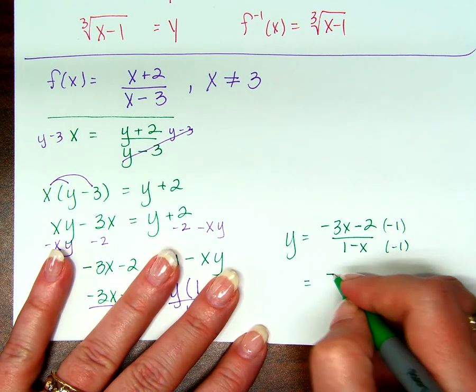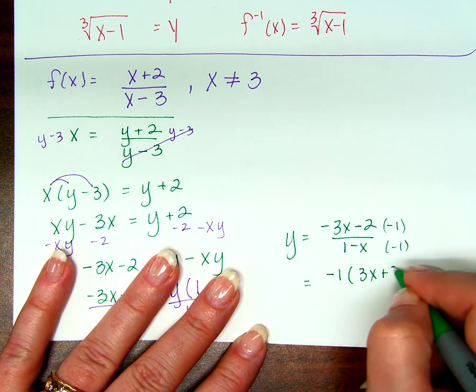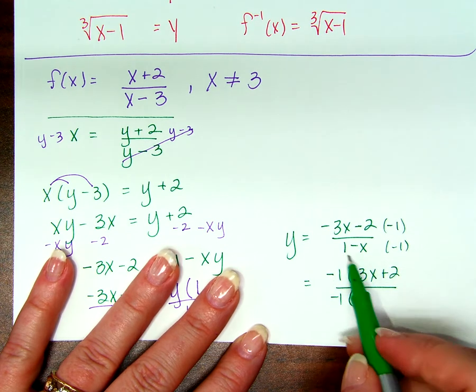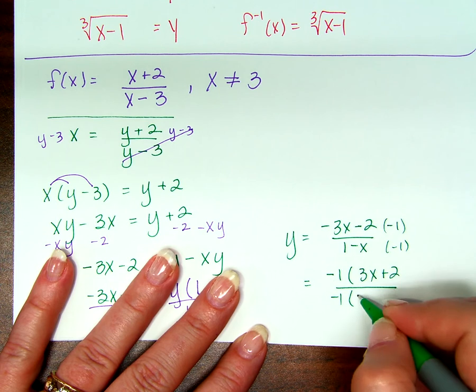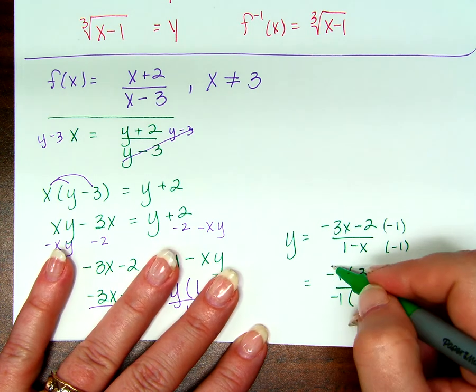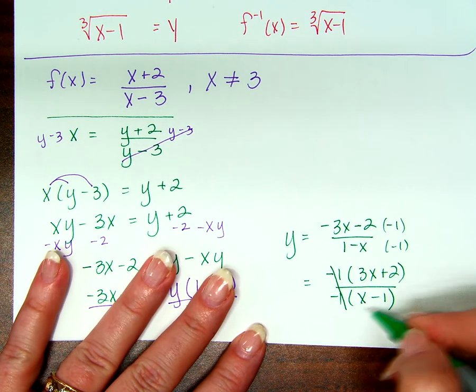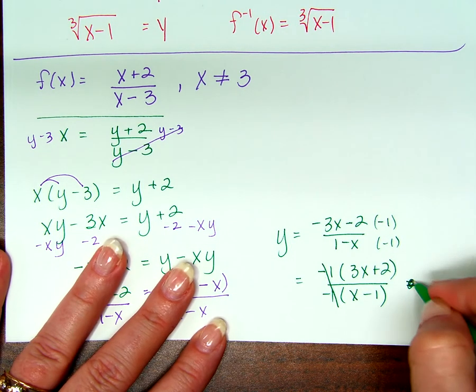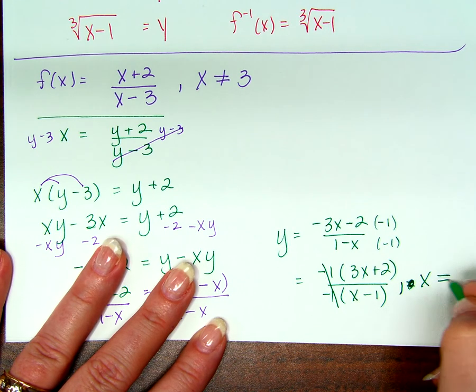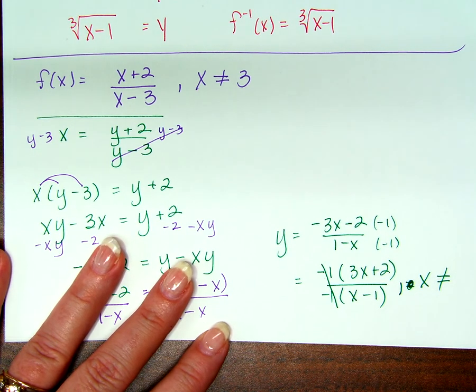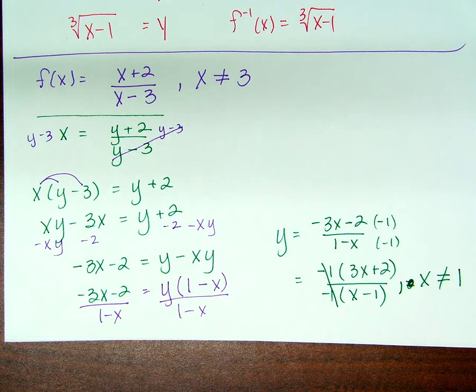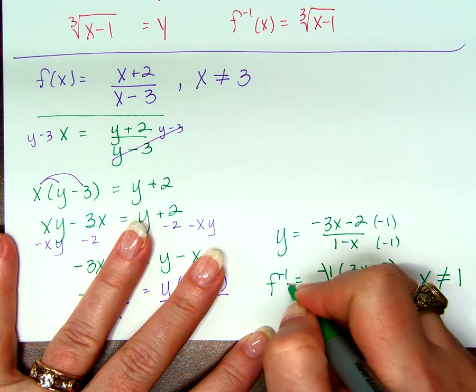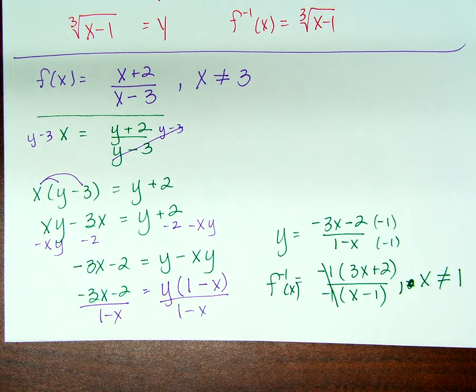That would give me negative 1 times 3x plus 2. And if I took a negative 1 out here, that would give me negative 1 plus x, which is x minus 1. And negative 1 over negative 1 would be a 1. So I'd end up with this. Okay? Tell me what can't be true. Why? It would make the denominator equal 0. Exactly right. Okay? So this is a function and we can label it f negative 1 of x. Does that make sense?